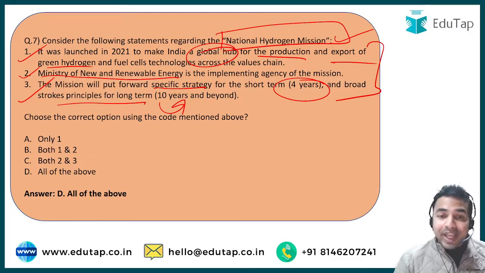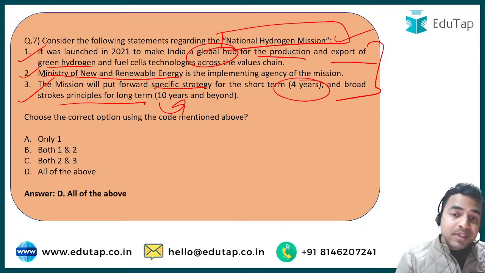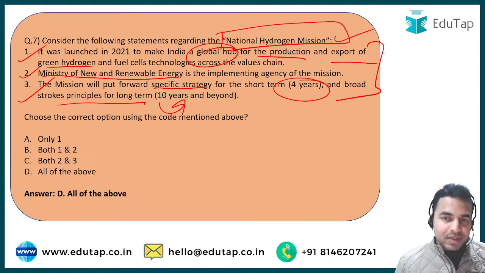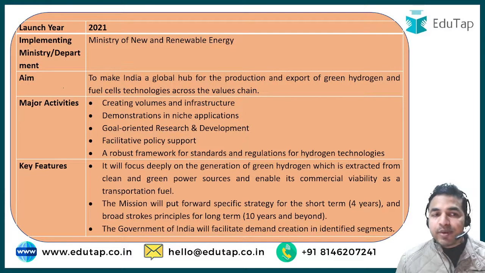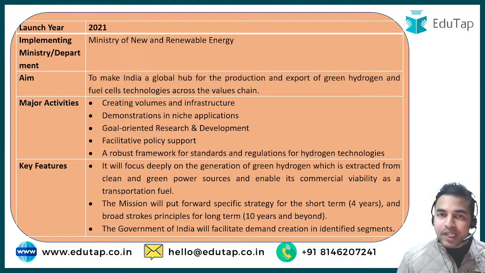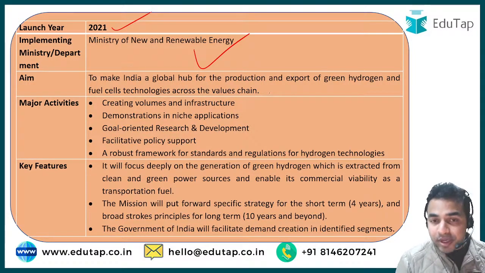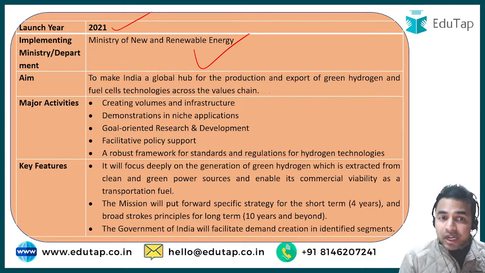See, what exactly was the aim of the National Hydrogen Mission, as the name suggests? It is going to make India a global hub for the production as well as the export of green hydrogen and fuel cell technologies. Now when we discuss this mission in much more detail, you can see that it was launched in 2021 and implemented by the Ministry of New and Renewable Energy. See, these ministries and launch years are also meant to be remembered by all of you. And the next dimension, the aim, that is why exactly it has been launched, we have already discussed.